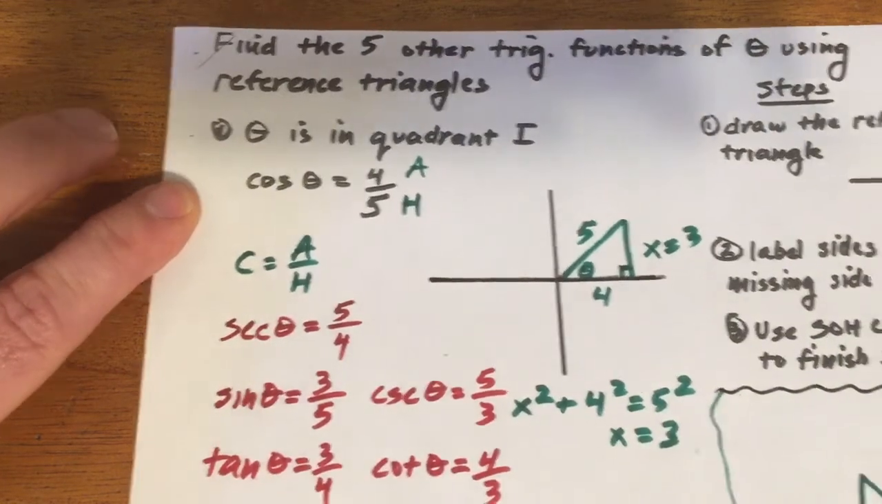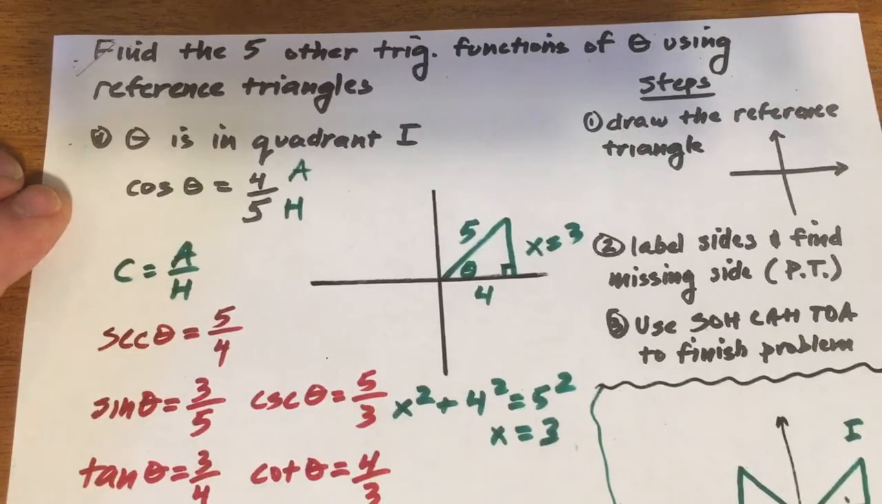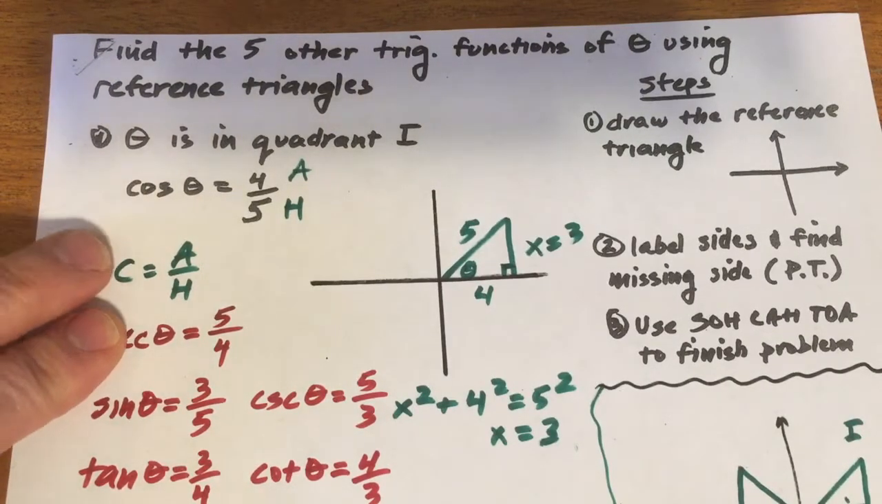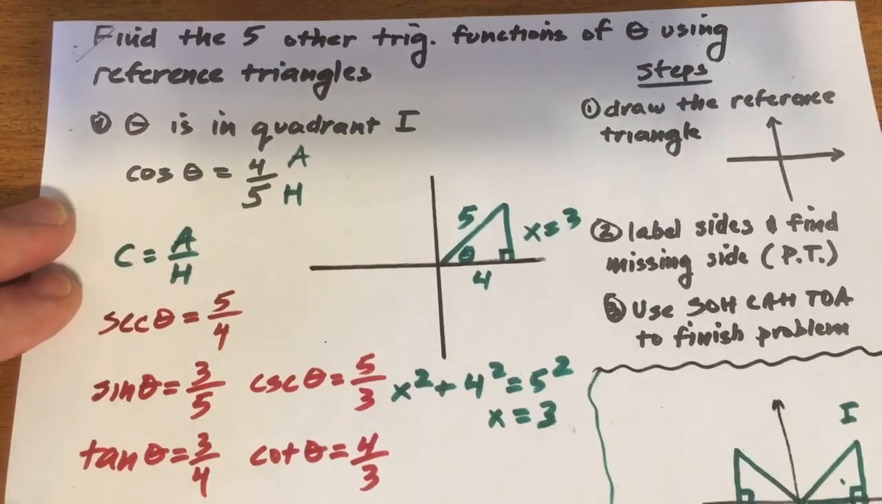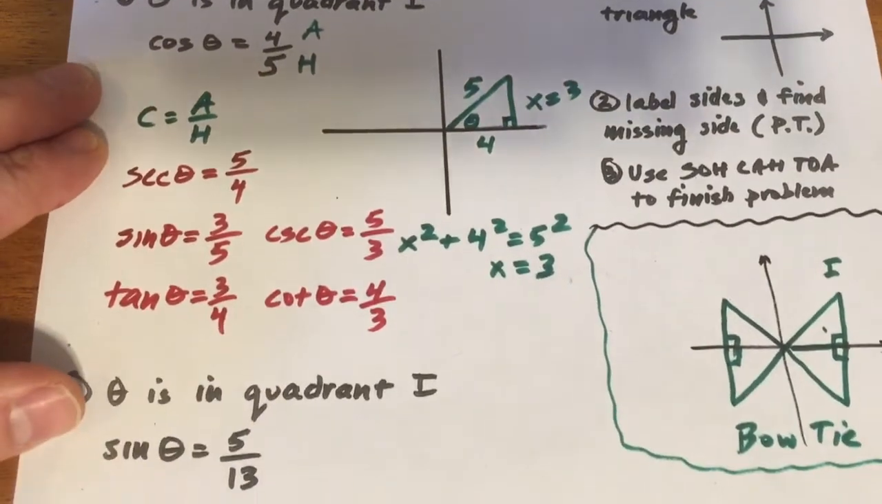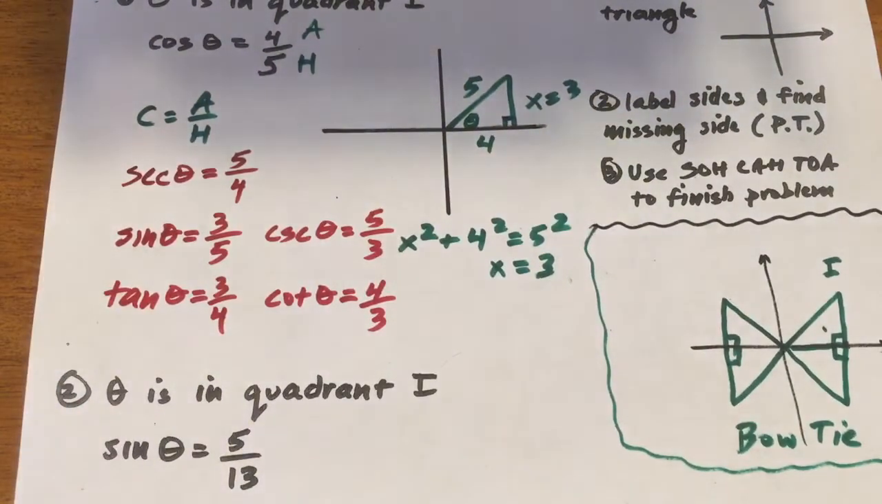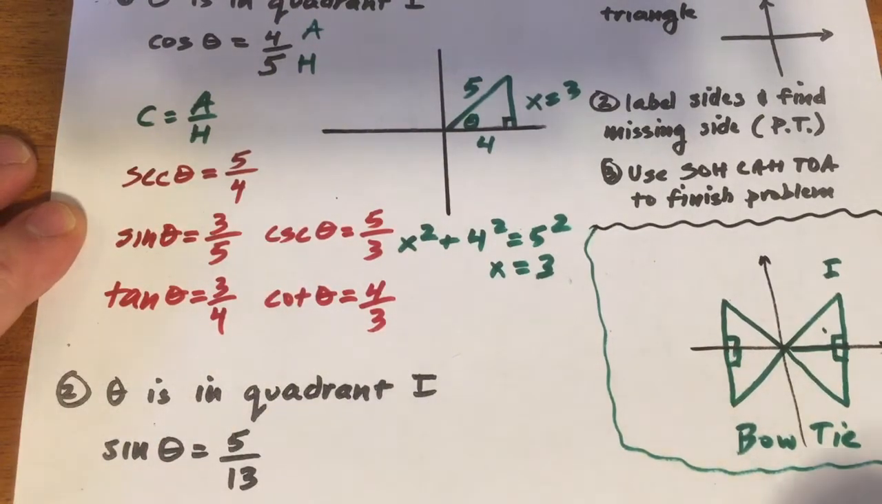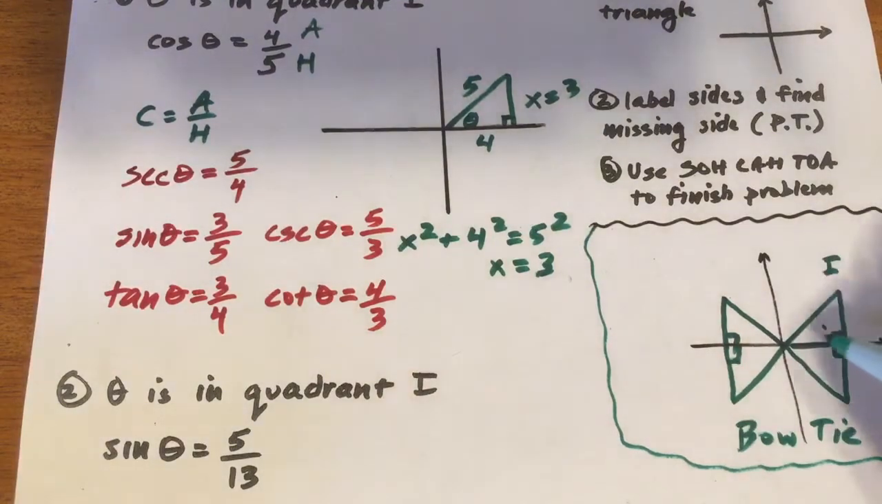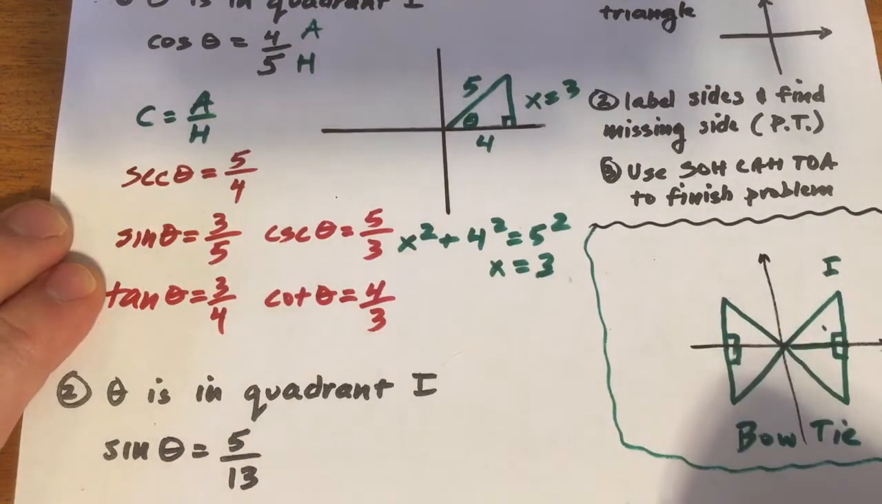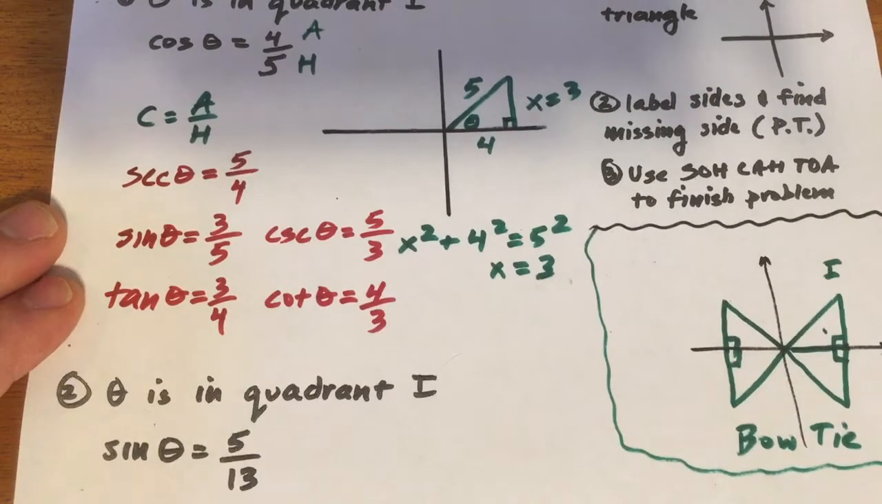So basically, that's what we do in these kinds of problems. I want you to go ahead and try this next problem below on your own. So pause the video, try it, then we'll go through that. Okay, let's take a look at this next problem. Here they tell us theta is in quadrant one, so let's draw again a quadrant one triangle right up here. We can see it looks like that. Now let's go ahead and label the sides.